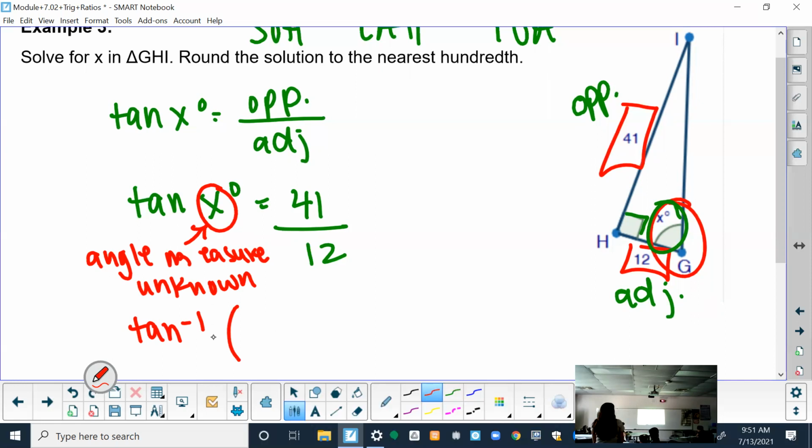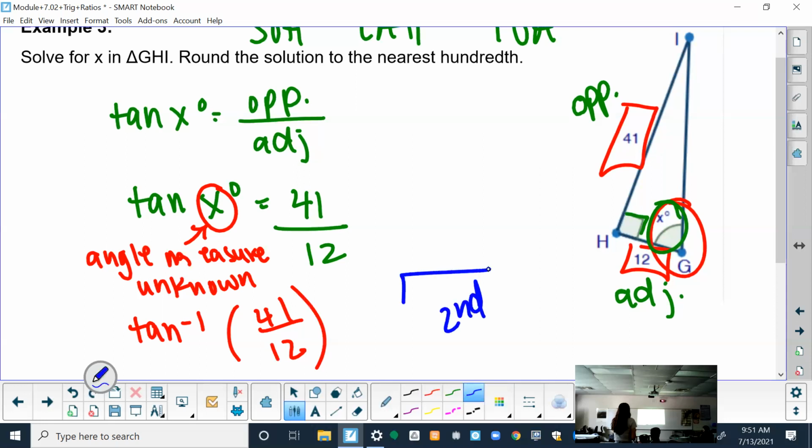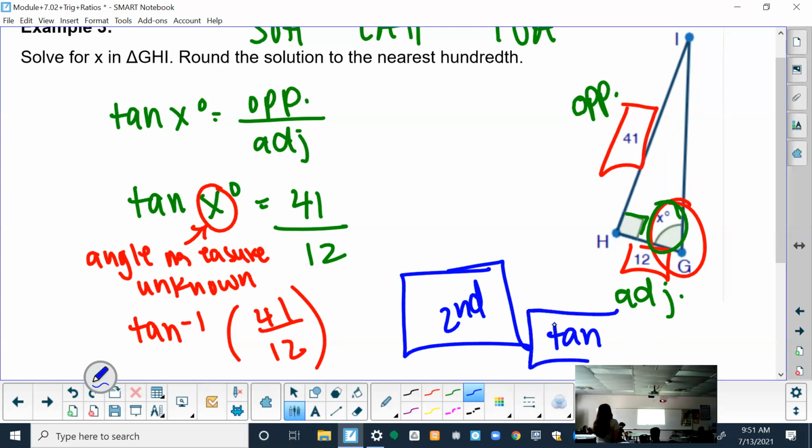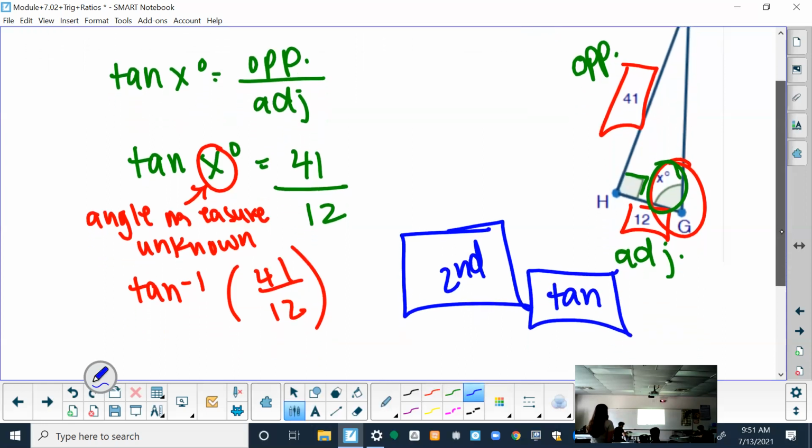All right, so in your calculator, you'll hit the second button and then you'll hit tan. You'll enter the fraction, just like how you see it. Hit enter, and that'll give you the answer. So blue button that says second, then you'll hit tan. On your screen, you'll see the tan to the negative one. Put your fraction in and hit enter.